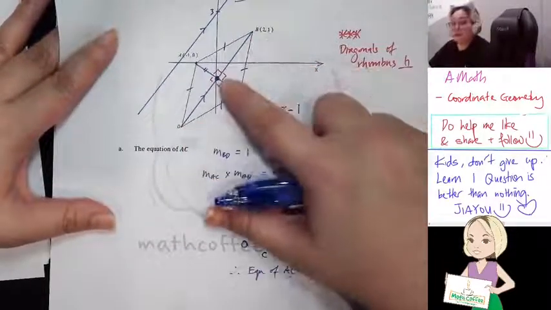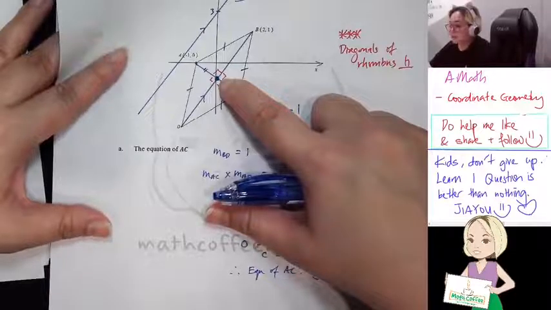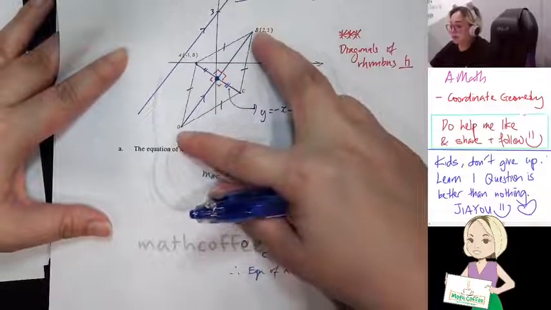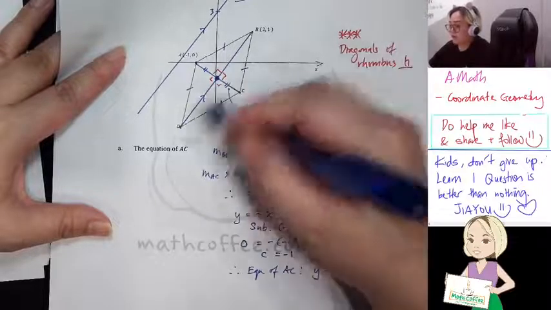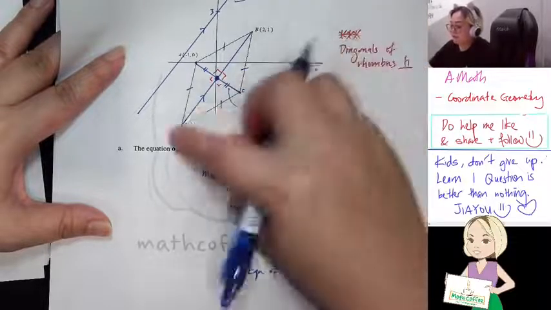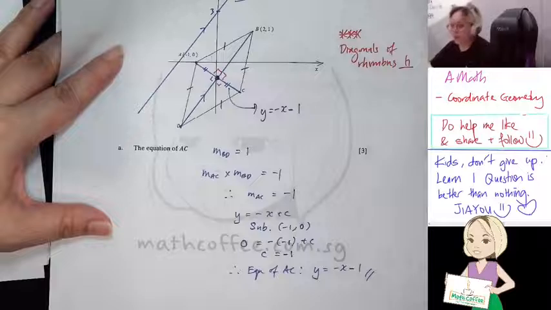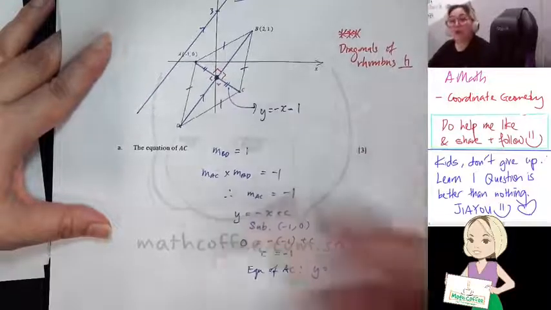Because the midpoint is the same as the midpoint of BD, right? So actually I can find my point D also. Agree? And once I have this, I have all the 4 points, I can use my shoelace method to find the area. Okay, there's also another way to do it.